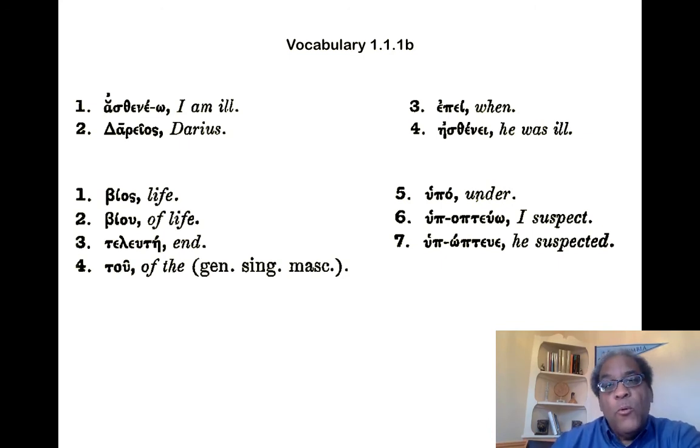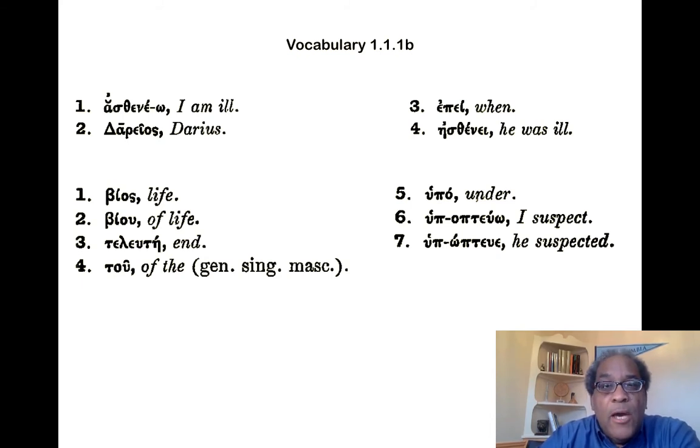So, people who have been following this course know quite a lot more Greek than the people who were following Harper's, this first lesson of Harper's course. So you should be able to recognize why he gives bios, biou, and you should be able to identify what declension and the other forms of the other cases. And likewise, looking at 6 and 7, hupopteuo and hupopteue, you should be able to understand why 7 is recognizable as the imperfect third singular.